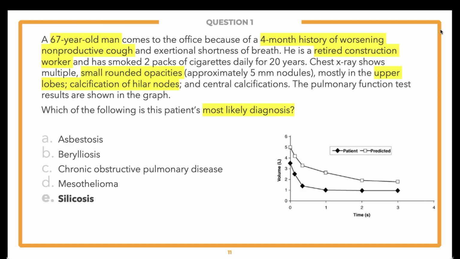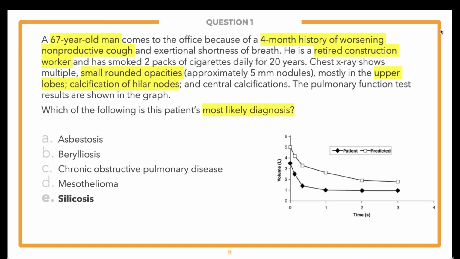So the normal patient has 5 liters at 0 seconds, whereas this patient has about 3.5 liters. So that's already a reduced volume. So your total lung capacity is going down. That's kind of what they're indicating at that point. And then as the patient blows out, you're looking at how much goes in 1 second. You look at all these different time points, and you figure out, okay, there's a reduction in total lung volume in this situation.